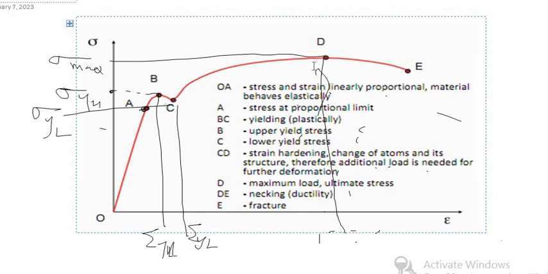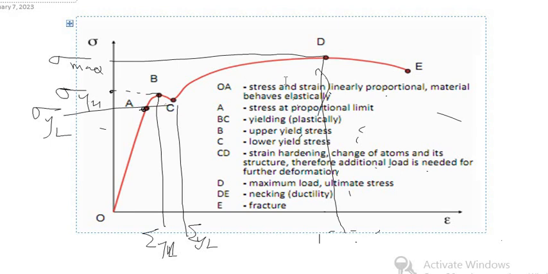And again, from D to E is what we call necking. That is when the material starts losing its properties before fracture or before breaking. And also note that from point C up to E is what we call the plastic region, because the material is in the plastic region.